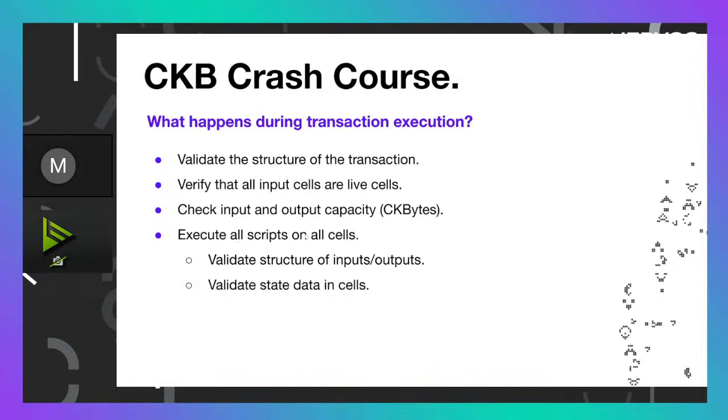And then, when the scripts are executing, they are responsible for validating the structure of inputs and outputs. They validate the state data in the cell too, which in our previous example was going from 5 to 6. This was showing some of that. Is the data that's actually being stored in the state and changing valid? And they also are responsible for checking the signatures that are in the witness field.